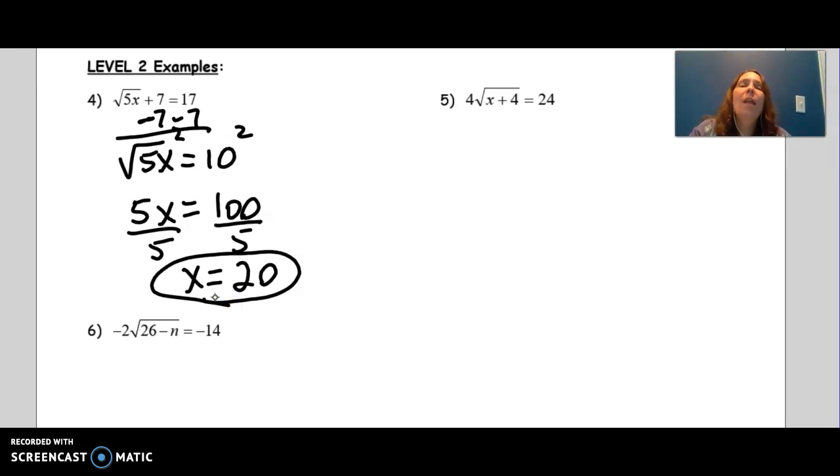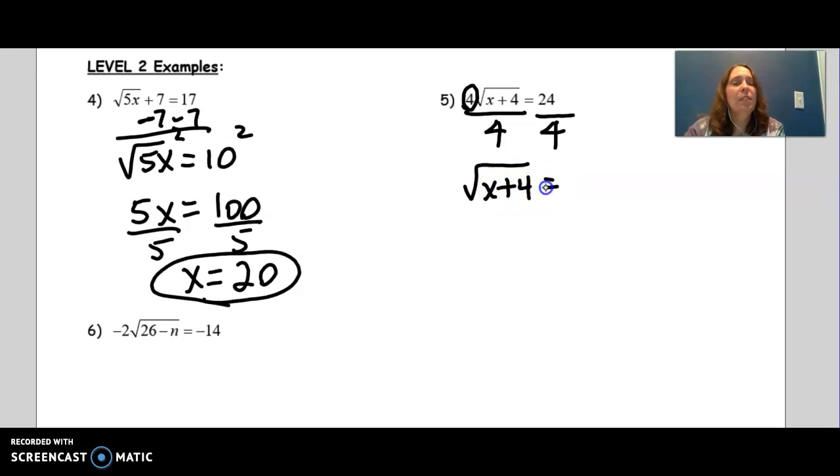In number 5, what is the first step? Should you undo the multiplying by 4 or the adding 4? The key is always start outside the radical. So it is this 4 out in front that we must remove. So divide by 4 on both sides. That leaves us radical of x plus 4 is equal to 6.